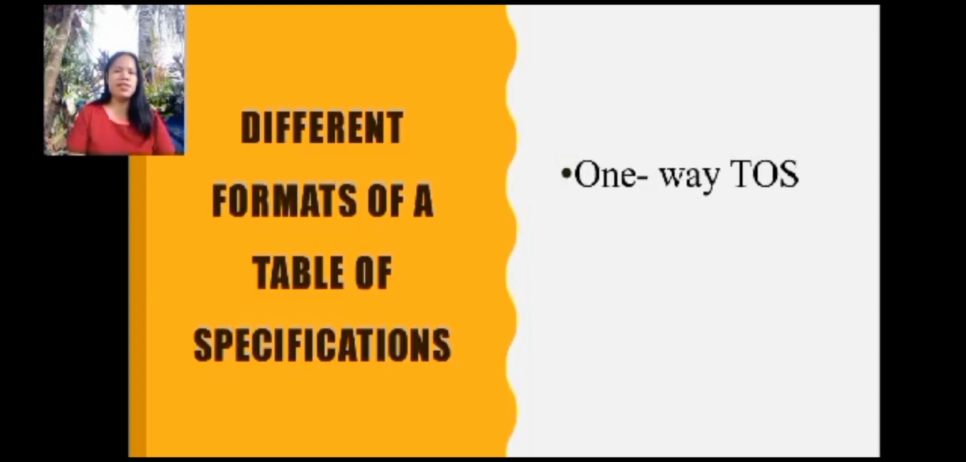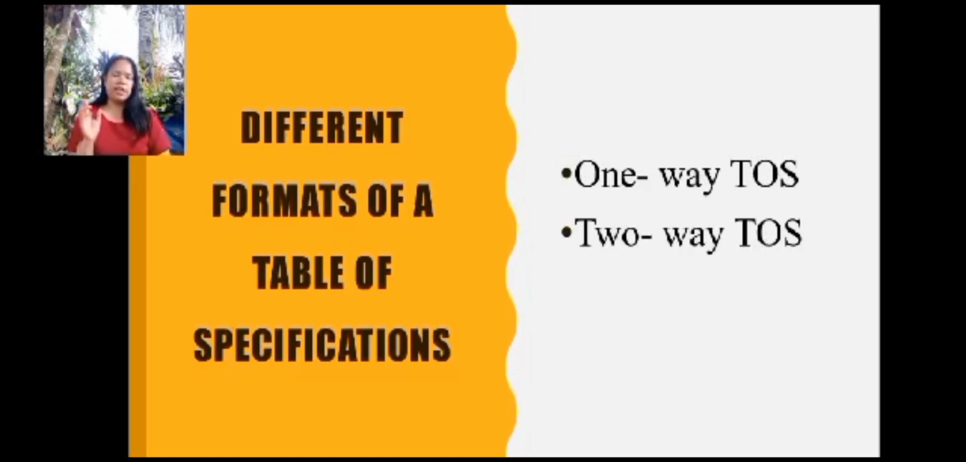So the next one is the two-way TOS. Two-way TOS is an expanded version of the one-way table. It also includes an additional dimension, the cognitive level or thinking skills required for each instructional objective. It provides a more detailed breakdown of how each objective will be addressed, taking into consideration the level of thinking involved. This table typically has 3 columns, one for objectives, one for content and strategies, and one for cognitive levels.